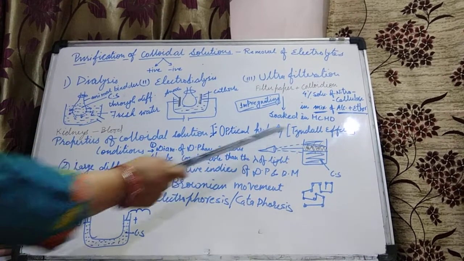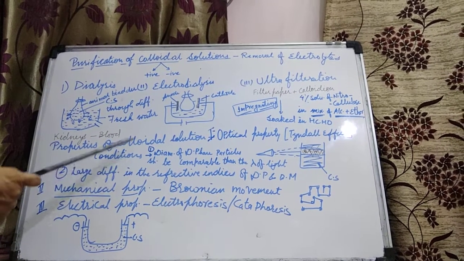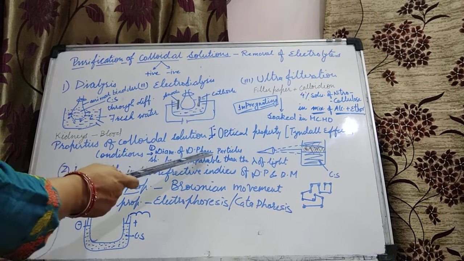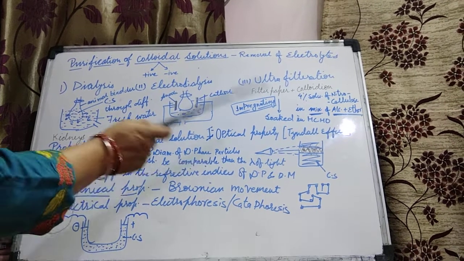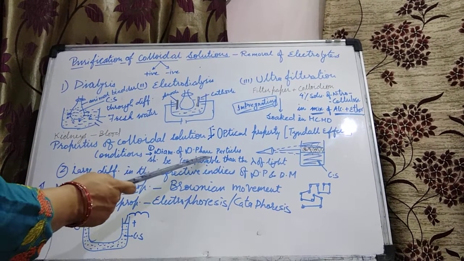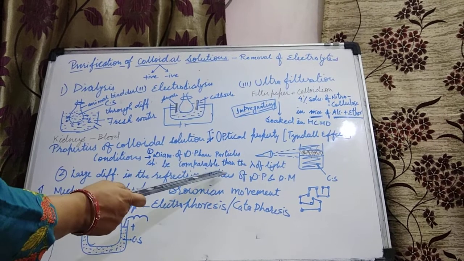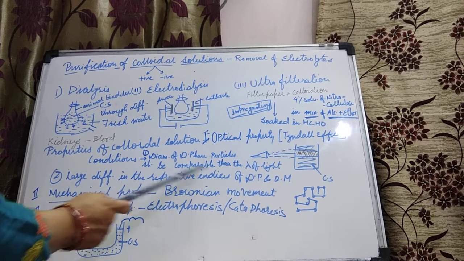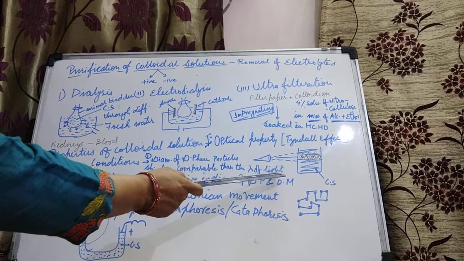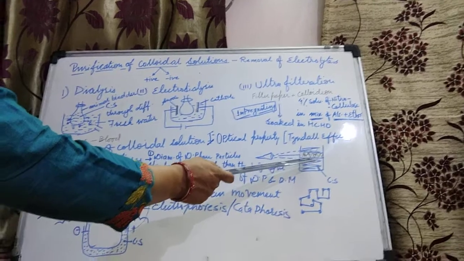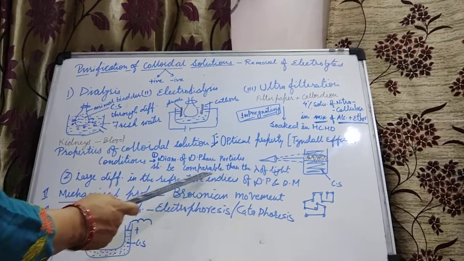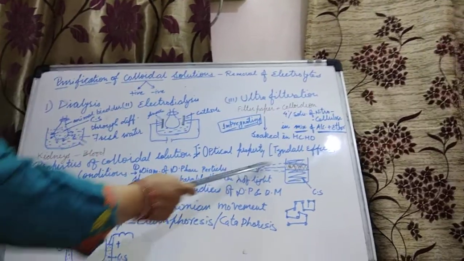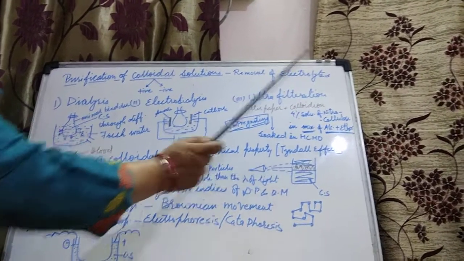Now, some conditions are required for the Tyndall effect. The first condition is the diameter of the dispersed phase particle, the particles which we are adding in the dispersion medium. The diameter of the dispersed phase particle should be comparable to the wavelength of light. It should not be very small compared to the wavelength of light which we are focusing on the colloidal solution.